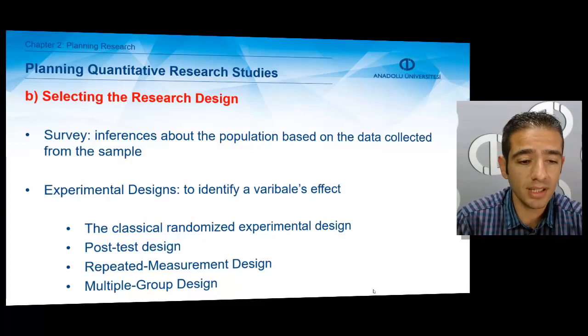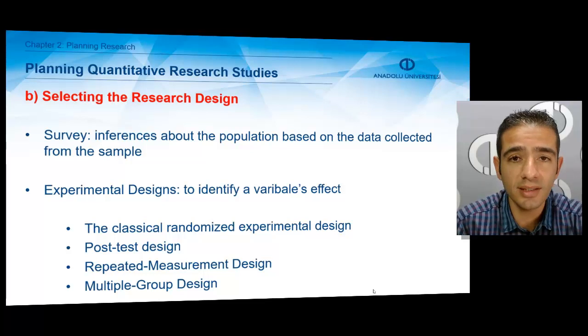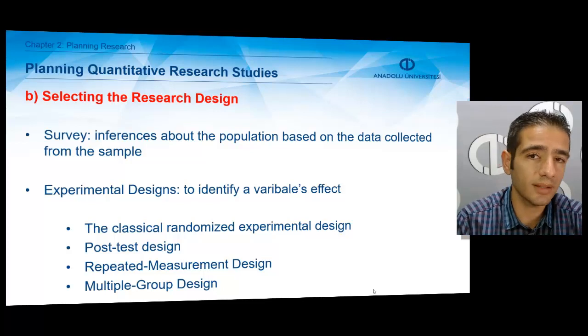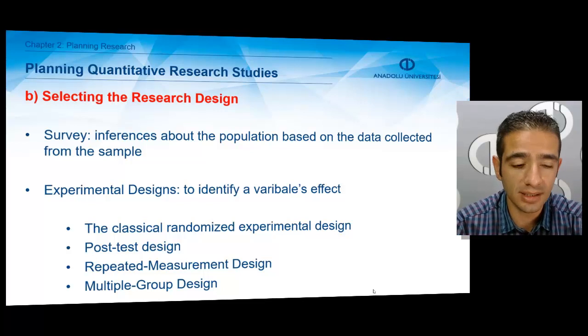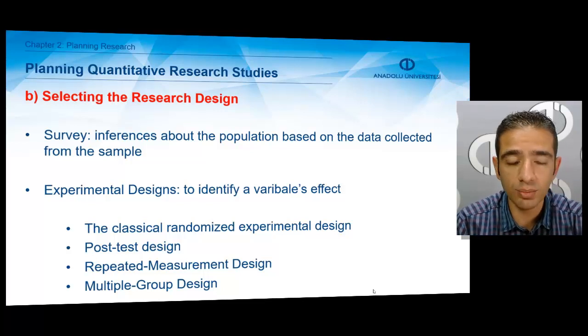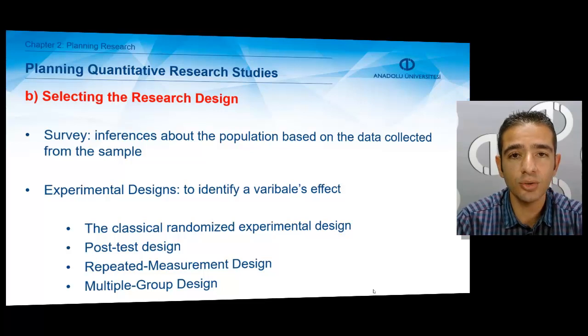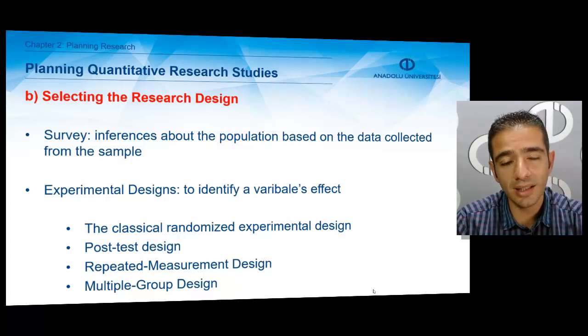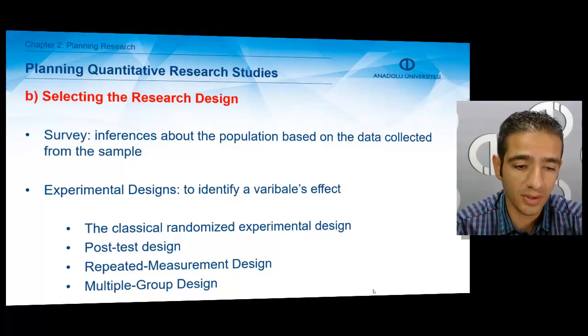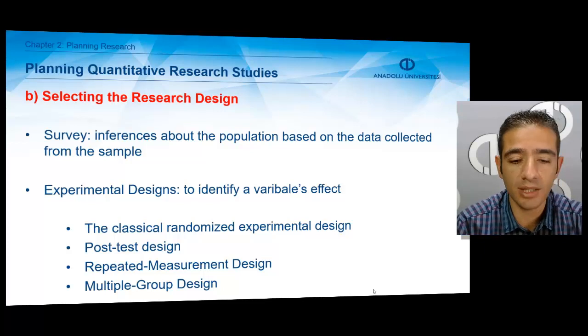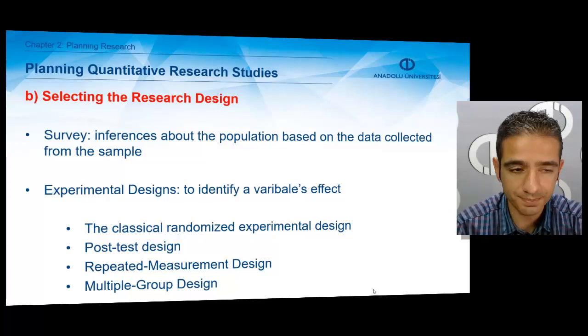This experimental design can be a classical randomized experimental design. In such designs, you have two groups, a control group and an experimental group. You conduct a treatment on the experimental group, but you do nothing with the control group, and then you try to observe the effect of the treatment you conducted. Or that can be a pre-test post-test design. You apply a pre-test, then you make a treatment, then at the end of this treatment you apply a post-test and you try to identify the effect of a variable. You can also benefit from repeated measurement design and multiple group design.